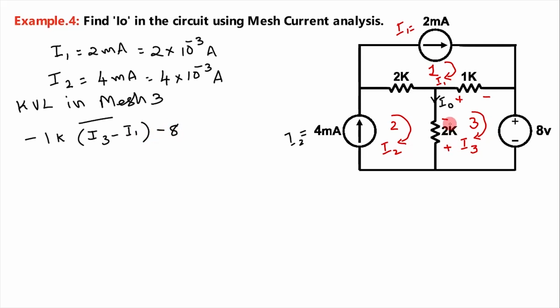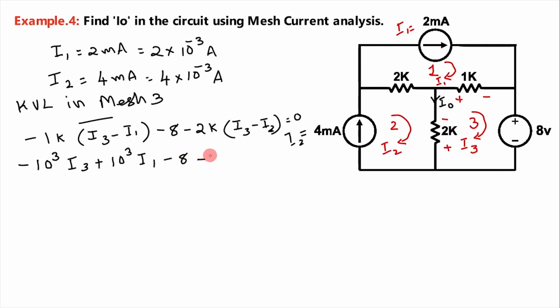Then here, plus to minus, that is voltage drop, minus 2K into I3, as I3 is in this direction and I2 is in the opposite direction, so difference will be there. As we are in mesh 3, I3 is to be written first: I3 minus I2 is equal to 0. Expanding and simplifying, minus 10 raised to 3, 1K is 10 raised to 3, I3 plus 10 raised to 3 I1 minus 8 minus 2 into 10 raised to 3 I3 plus 2 into 10 raised to 3 I2 is equal to 0.